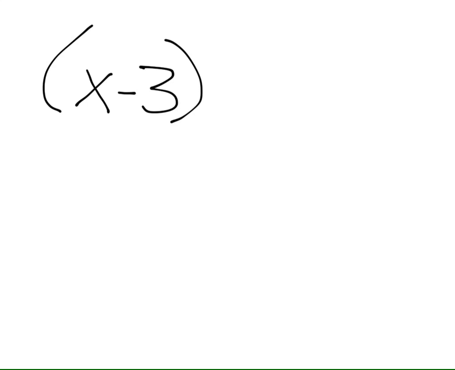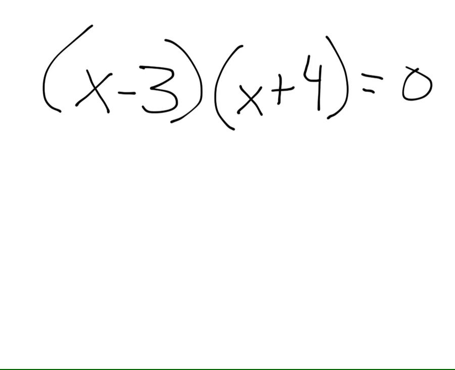Okay? So flip over to this back page, and you'll notice here I have what looks like a foiling problem. It's two binomials being multiplied, right? X minus 3 times x plus 4, and it's equal to 0. Remember, this is a multiplication problem. The multiplication is right here, the two parentheses times each other, right? I want to know what are the answers that x could be so that when you plug in x, you get an answer of 0.